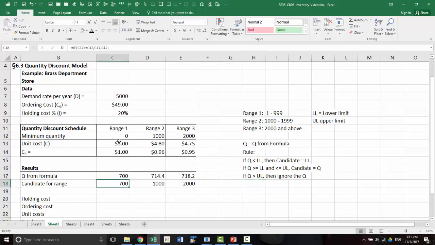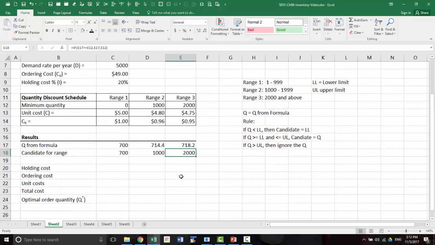Here, of course, the last case did not occur. For the first one, it was like that, so we kept it like that. For the second one, the Q that we got was less than the lower limit, so we upped it to the lower limit. The third also was the same. It was lower than the lower limit, so we upped it to the lower limit. So now these are the three candidates. Now what we have to do is compute the cost for each of these candidates and then compare.